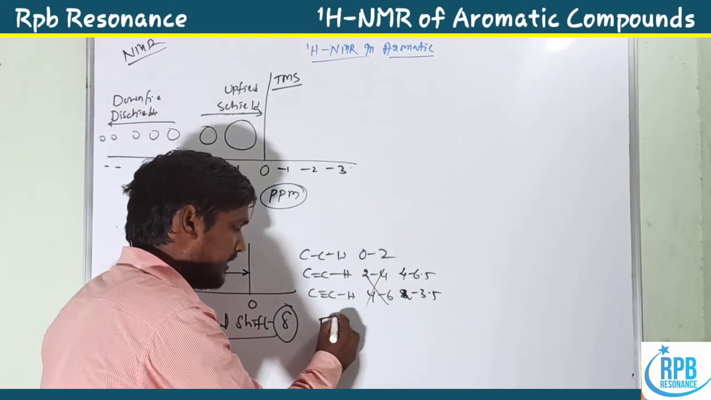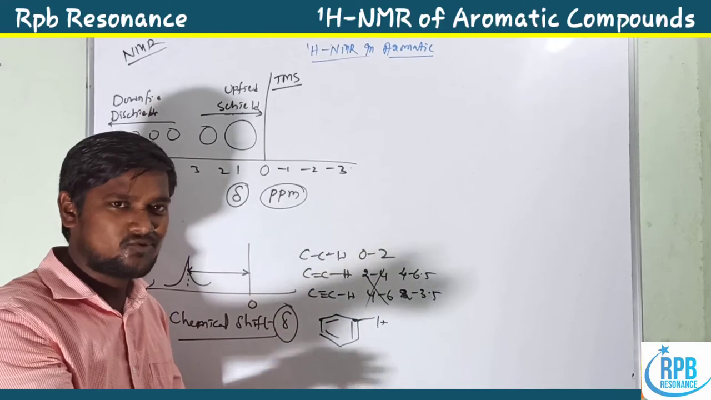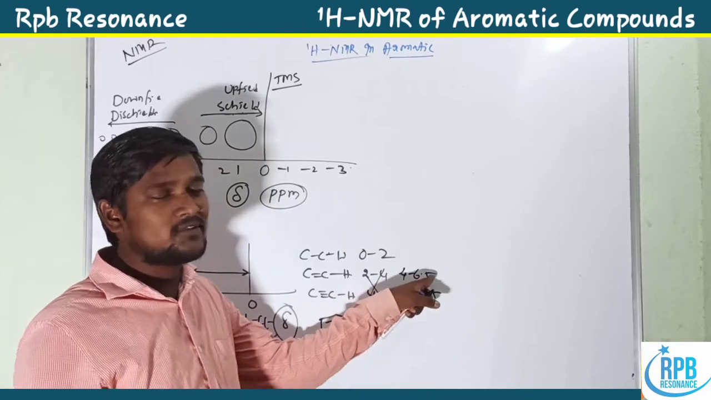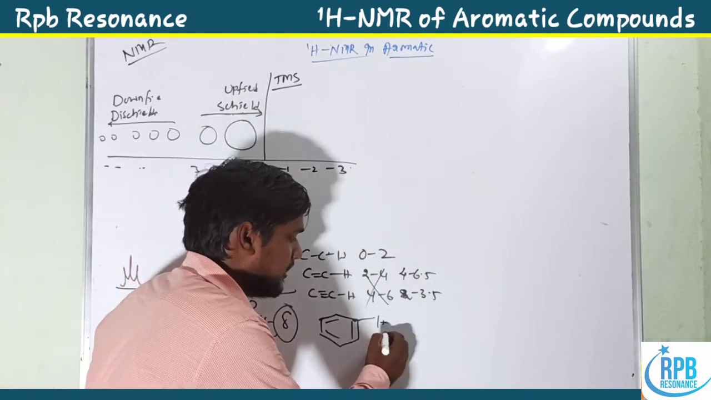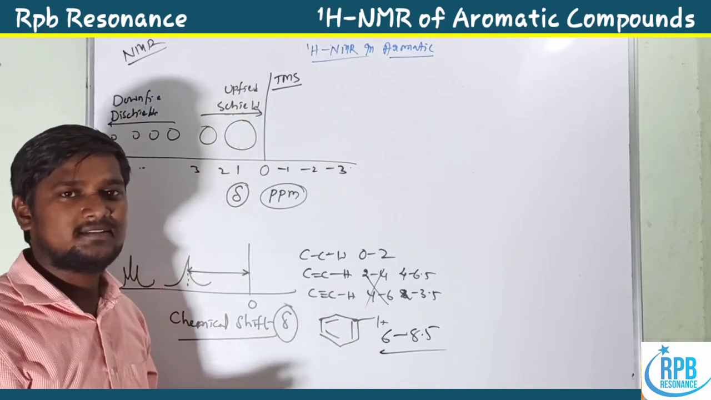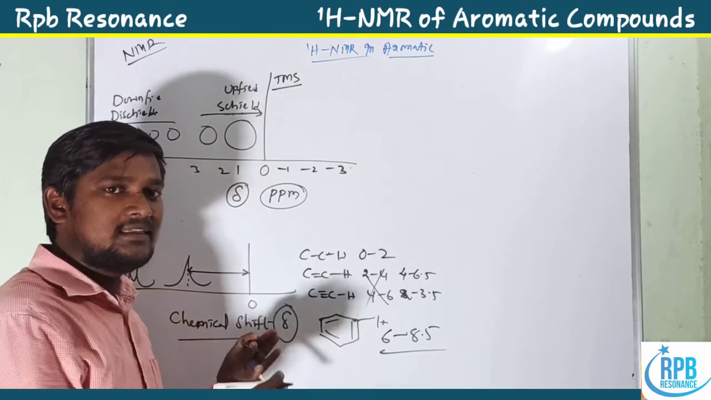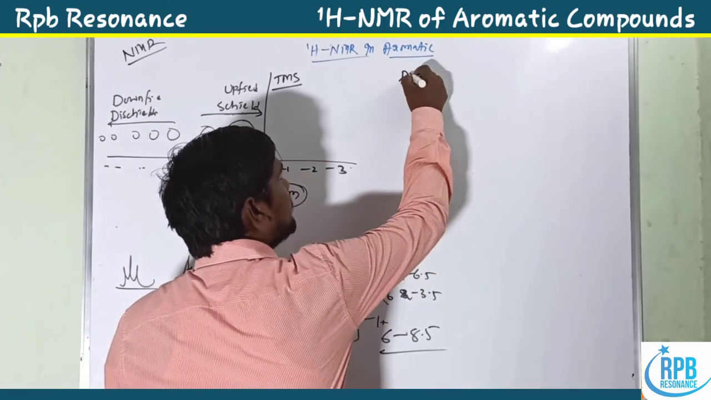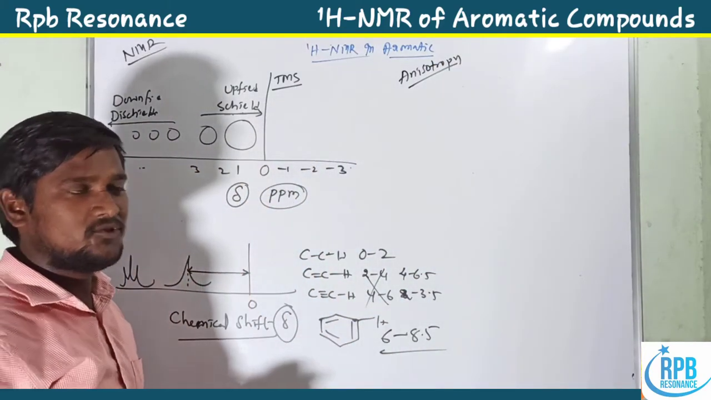Now again, these are aromatic compounds. Aromatic compounds seem to be like alkenes, with sp2 attached protons, so the region may be 4 to 6.5, that is our assumption, but it abnormally increases to 6 to 8.5. That is the chemical shift range of aromatic compounds. These abnormal increments and decrements of chemical shift values in different systems are explained by the anisotropy effect. Now let us discuss the anisotropic effect.